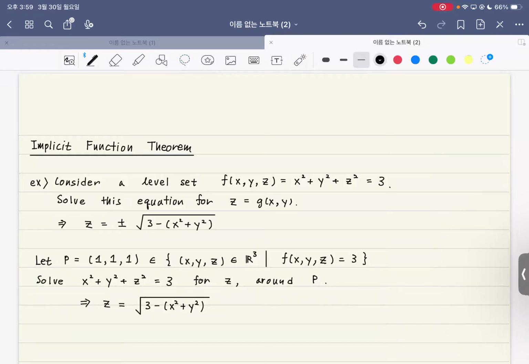So this is not good, because the right-hand side is not a function.